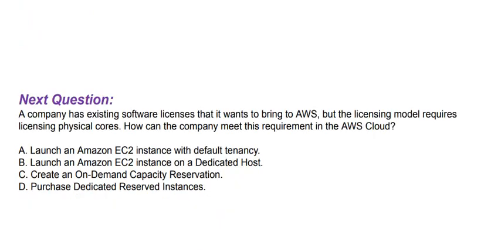Next question is, a company has existing software licenses that it wants to bring to AWS, but the licensing model requires licensing physical cores. How can the company meet this requirement in the AWS cloud? Option A, launch an Amazon EC2 instance with default tenancy. Option B, launch an Amazon EC2 instance on a dedicated host. Option C, create an on-demand capacity reservation. And option D, purchase dedicated reserved instances. The correct answer is option B.